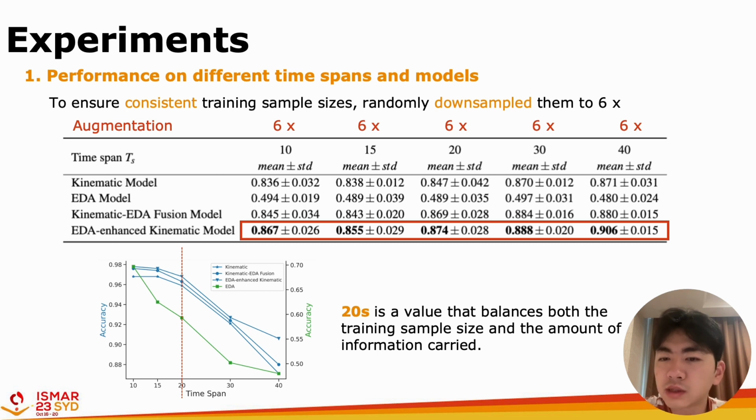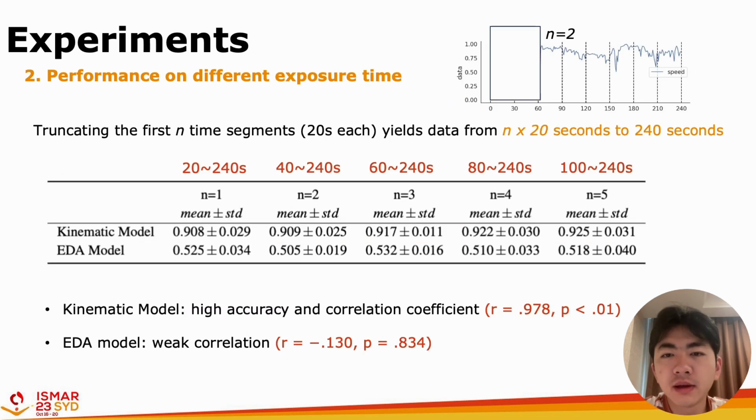plotted the performance curve. We observed a turning point in 3 of these curves at a time span of 20 seconds. Therefore, we consider 20 seconds to be a balanced value that strikes a trade-off between training sample size and the information content. Additionally, we conducted experiments to verify the relationship between exposure time and model performance.